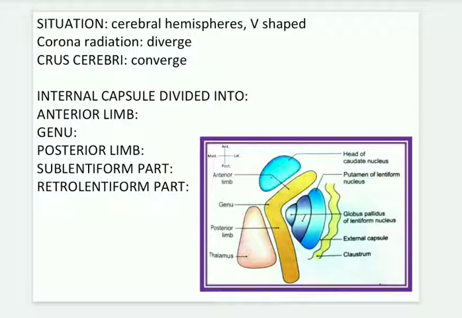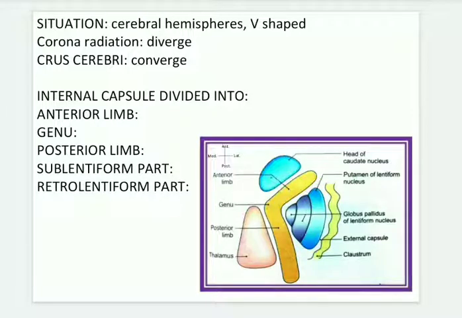Firstly, the internal capsule is a large band of fibers which is situated on each cerebral hemisphere. It appears V shaped, concave in shape, and the concavity is occupied by the lentiform nucleus. The internal capsule contains fibers coming in and going out from the cerebral cortex. These are the fibers passing in and passing out from the cerebral cortex only.